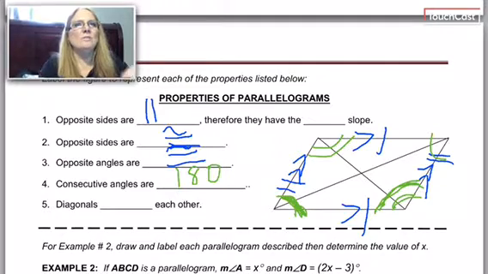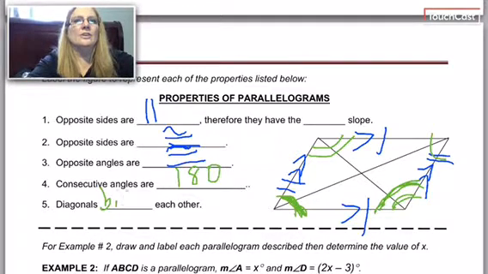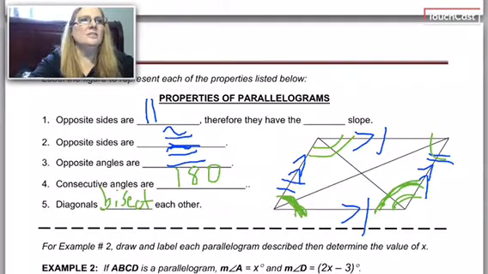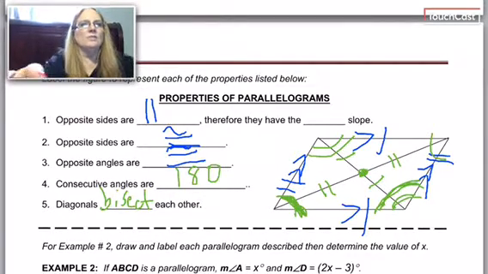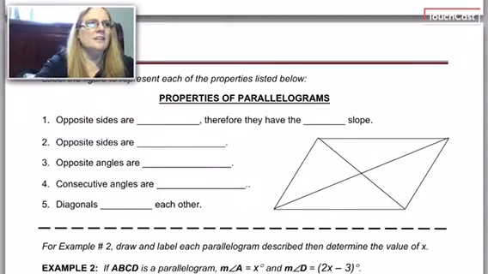And diagonals bisect each other. That means this point right here is a midpoint. This is congruent to this, and this would be congruent to this. So those are the properties of parallelograms, okay? Now let's scroll down to where we stopped in the last video.